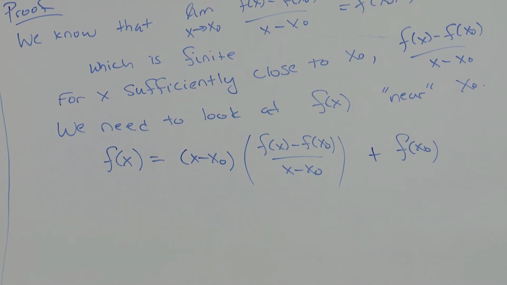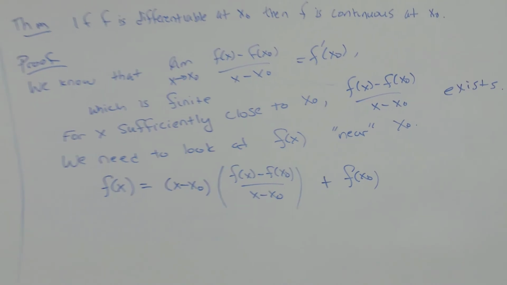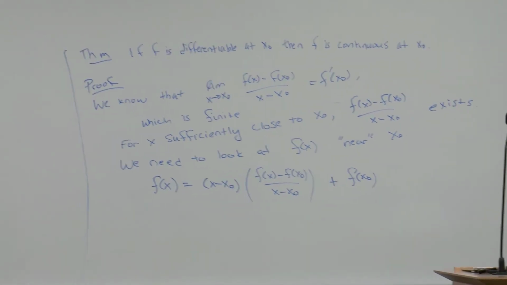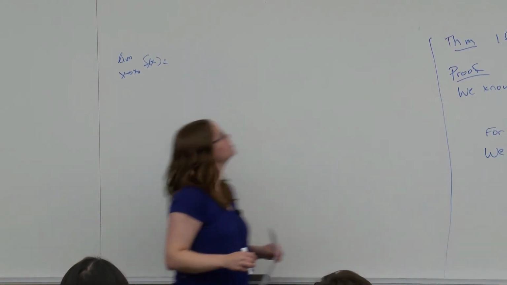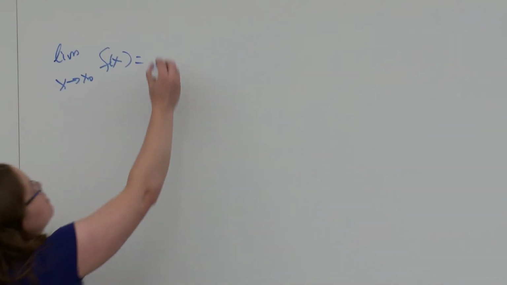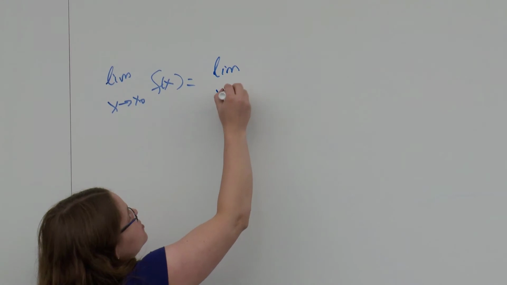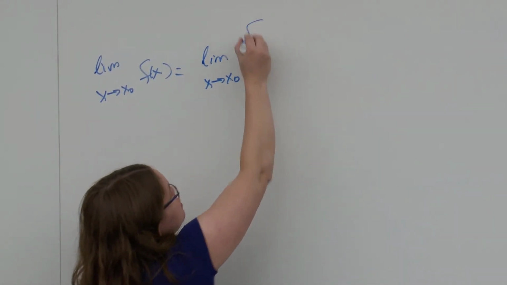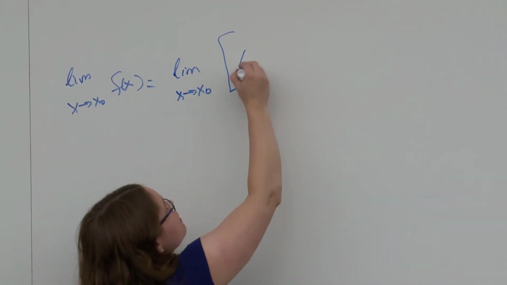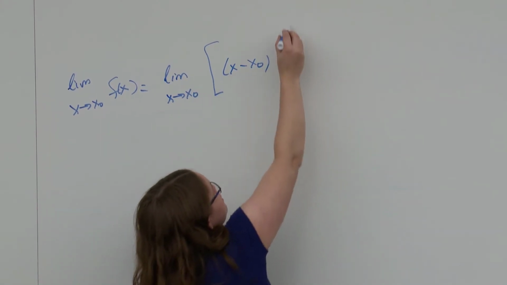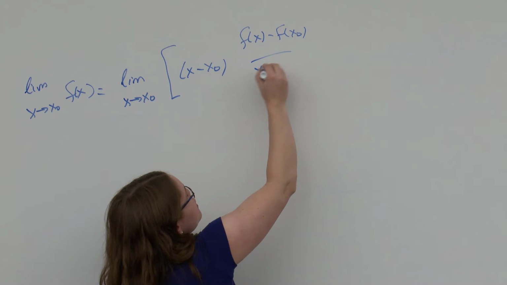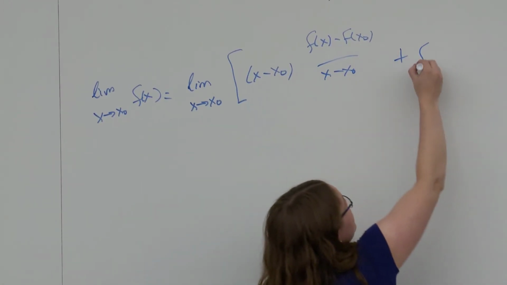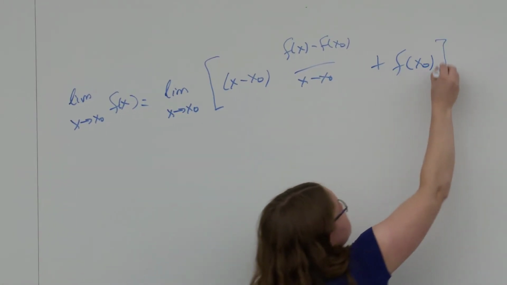Okay, so let's take the limit. The limit as x approaches x naught of f of x is going to be exactly equal to this. So it's just the limit of the right-hand side: the limit as x approaches x naught of all of this stuff, x minus x naught times (f of x minus f of x naught) over (x minus x naught), plus f of x naught.